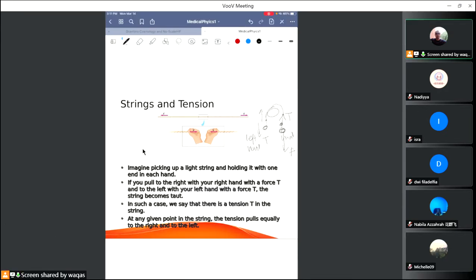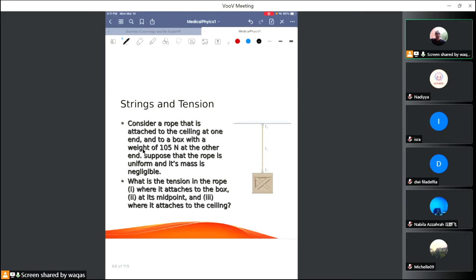This is one more example. Consider this is a rope, and this rope is attached to the ceiling. This is a small box which we attach to this string, and this box has a weight. The weight is 105 newton. Suppose that this rope is uniform. Uniform means that the thickness of the rope is almost constant, so the thickness here and here is the same.